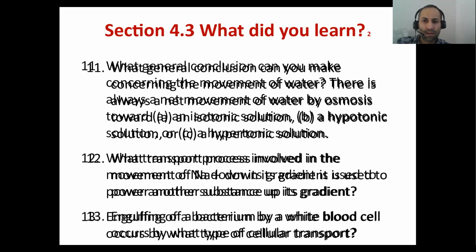What general conclusion can you make concerning the movement of water? Water moves from high to low concentration, like anything else. There's always a net movement of water by osmosis towards a hypertonic solution, from fresh water to salt water. What two-step process is involved in the movement of sodium down its gradient to power the movement of a substance up its gradient? That would be antiport movement, an antiporter, right? Engulfing of a bacterium by a white blood cell occurs with what type of cellular transport? Phagocytosis, or cell eating.